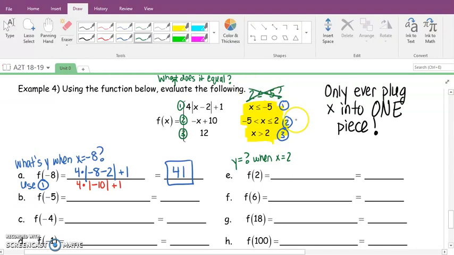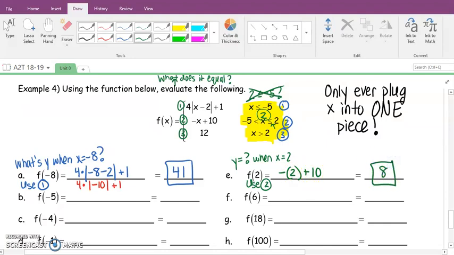All right, and then I'll test it in the second one. I'll say, is -5 less than 2 less than or equal to 2? In other words, is 2 in between -5 and 2? And it could equal 2, because see that symbol there? Equal to. Well, 2 does equal 2, so that means it is going to fit in this middle equation. So for this one, I'm going to use equation 2. And I'm going to plug it in. So the equation is -x plus 10, so it'll be -2 plus 10. And -2 plus 10, that's going to be 8.